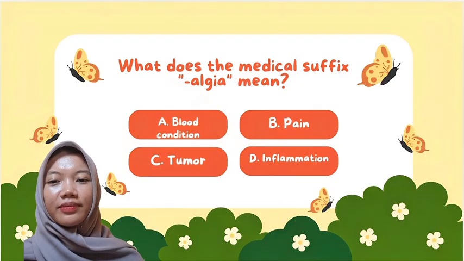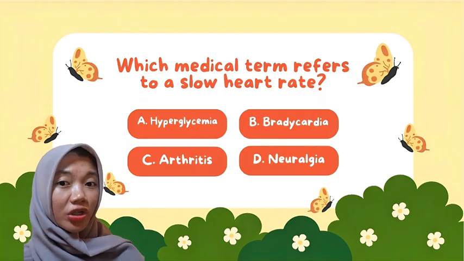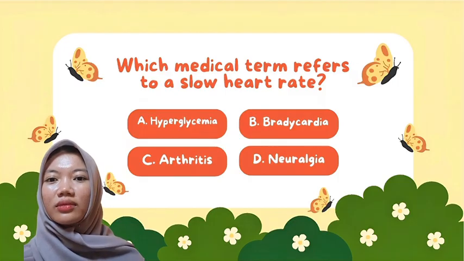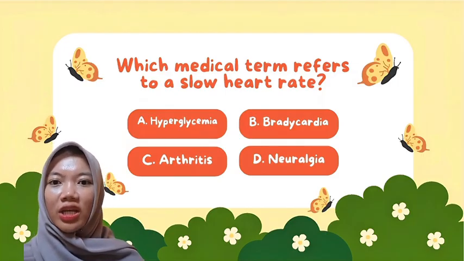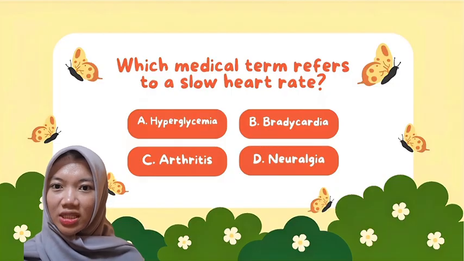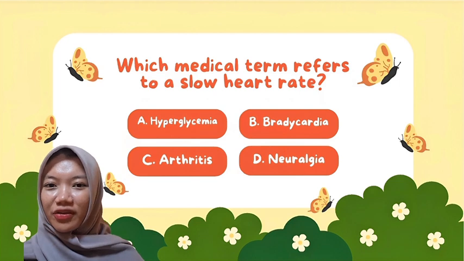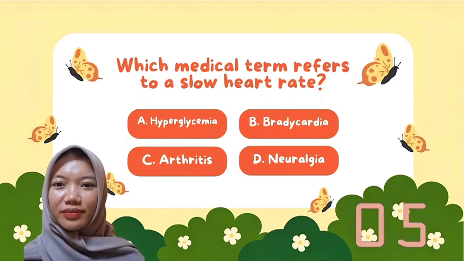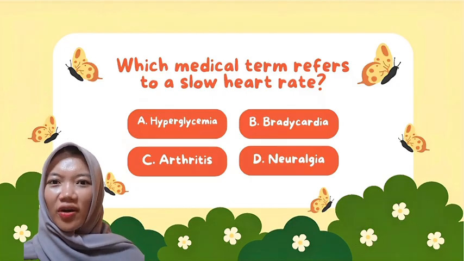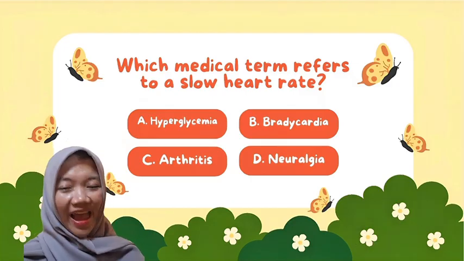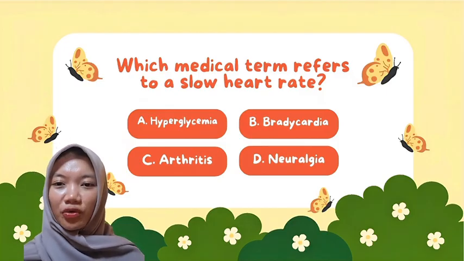Question number 8. Which medical term refers to a slow heart rate? A. Hyperglycemia. B. Bradycardia. C. Arthritis. Or D. Neuralgia. Think carefully. I will give you 5 seconds. Yes, the correct answer is B. Bradycardia. Excellent.